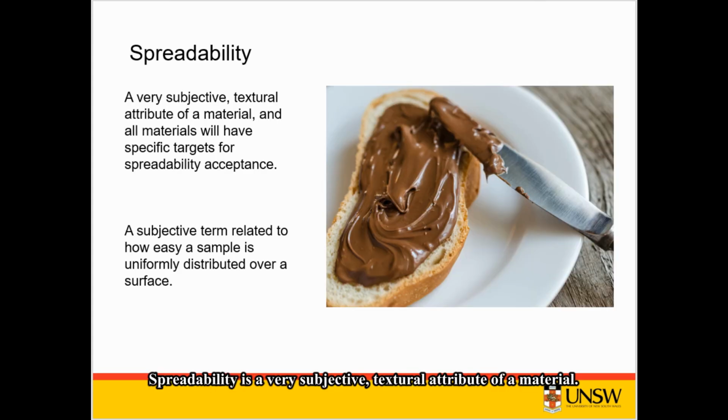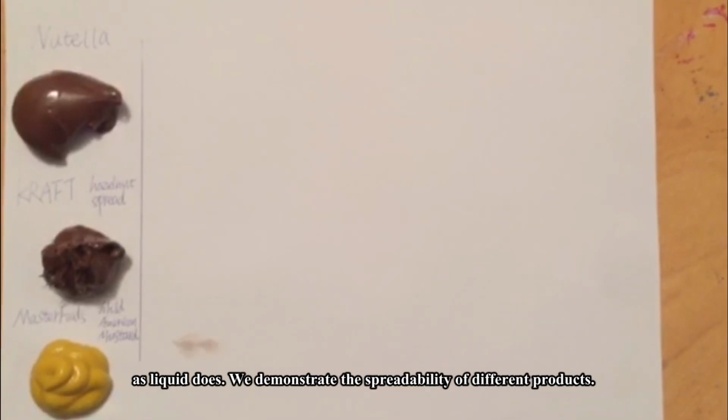Spreadability is a very subjective textural attribute of a material, and all materials will have specific targets for spreadability acceptance. Spreadable foods such as Nutella hazelnut spreads are classified as elastoplastic materials. They must flow easily when deformed, but they must not flow under their own weight as a liquid does.